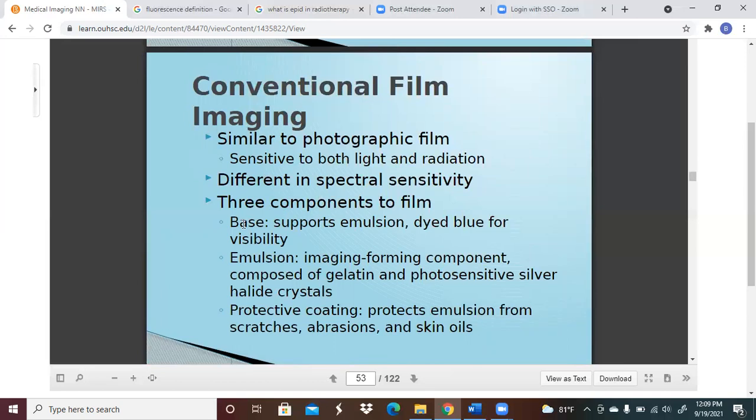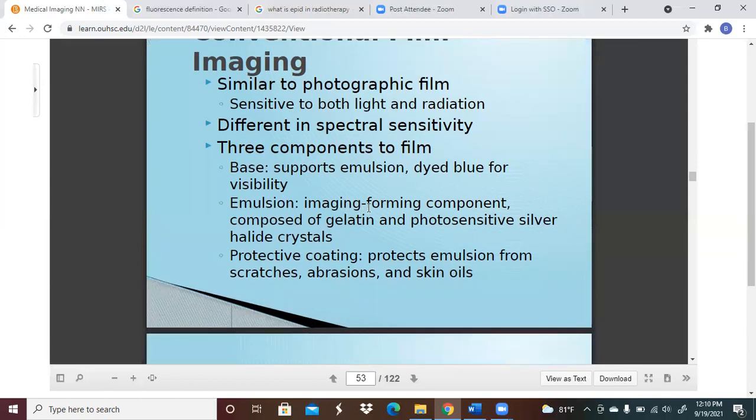You've got 3 components. You've got the base, which supports the emulsion, dyed blue for visibility. You've got the emulsion, the image forming component composed of gelatin and photosensitive silver halide crystals. And then you've got a protective coating, which protects the emulsion from scratches, abrasions, skin oils, that kind of thing.